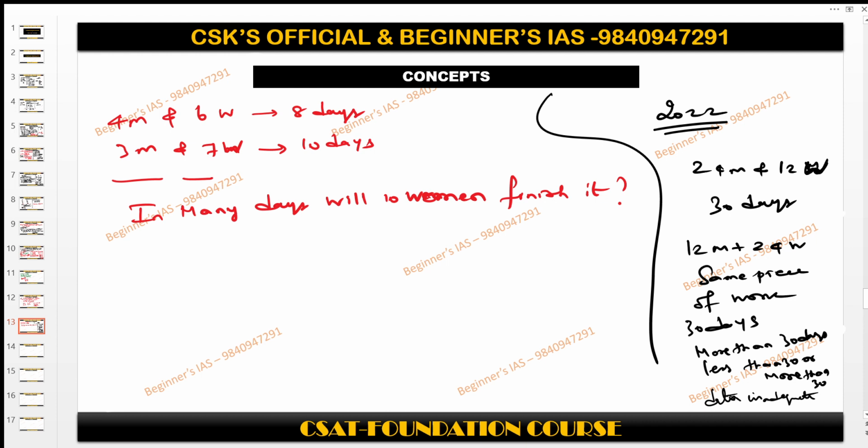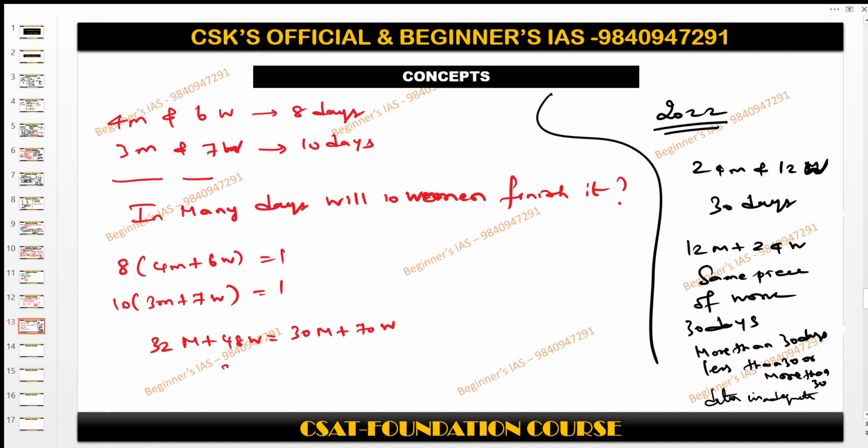Wait. So then 8 means what? So 8 into 4m plus 6w is equal to 1. So 10 into 3m plus 7w which is equal to 1. So 32m plus 48w which is equal to 30m plus 70w. Then 2m is equal to 22w. So 1m is equal to 11w.